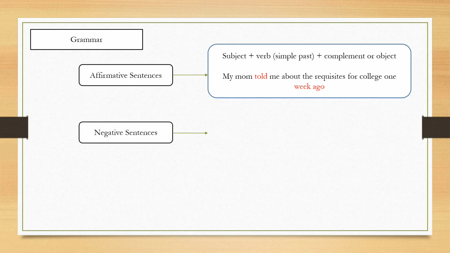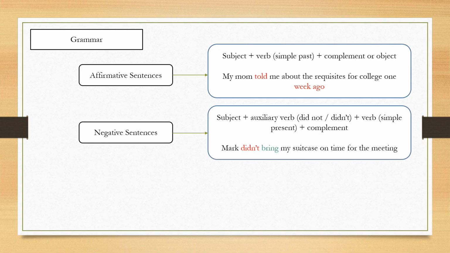Okay, the negative sentences are something different. Here we can say that we need an auxiliary verb plus a negative word to express the negative simple past tense. As we can see here, did plus not, or the contraction didn't, is the auxiliary verb that we are going to use, plus the verb in simple present. Here the verb is not needed to be in simple past because the auxiliary verb is already taking that function.